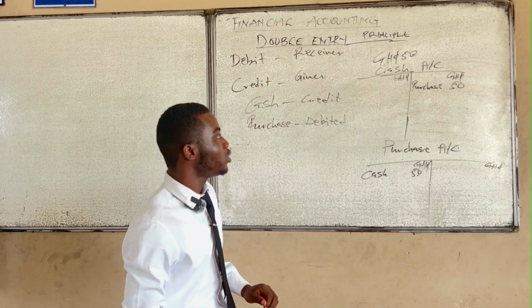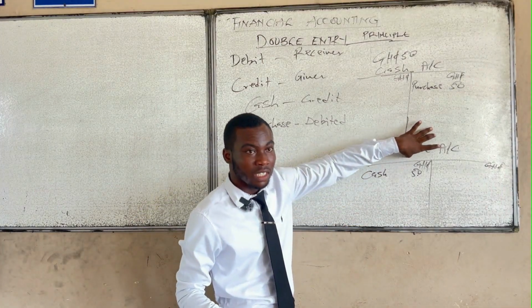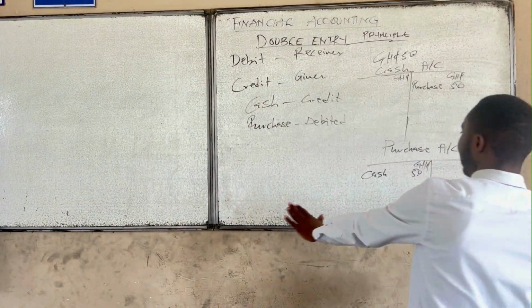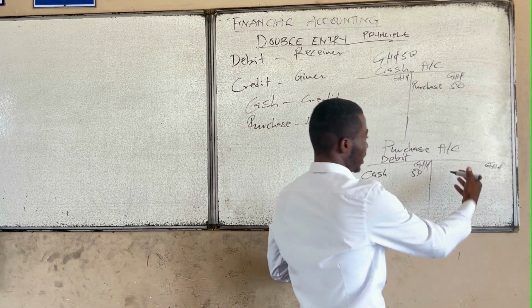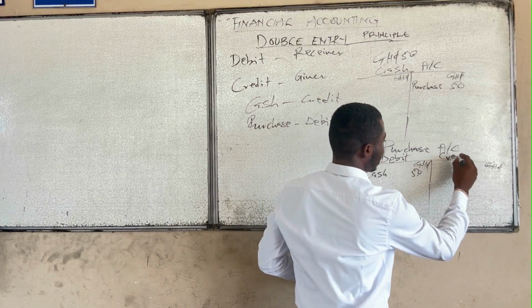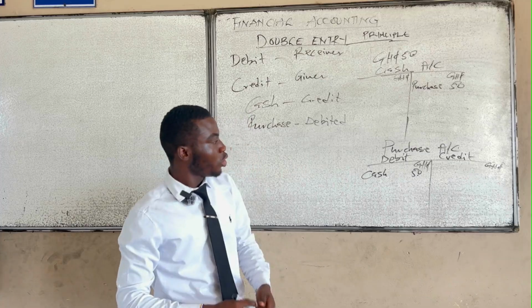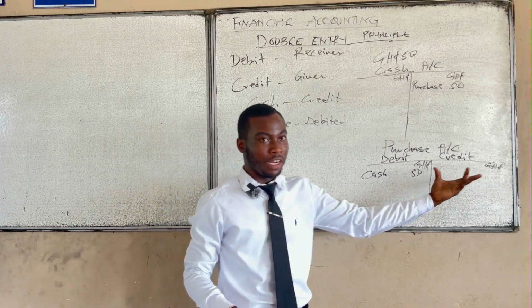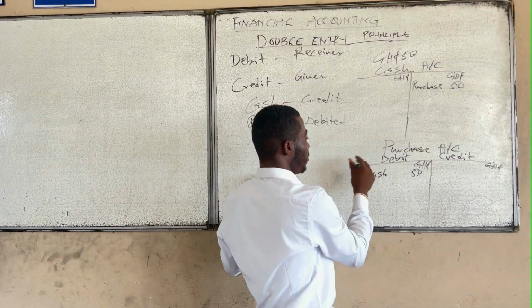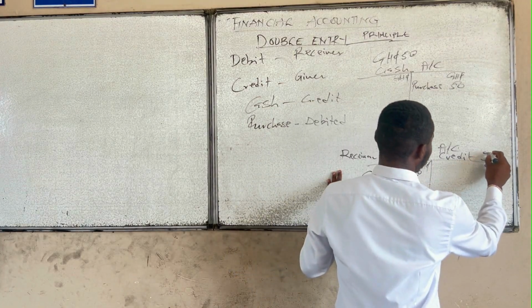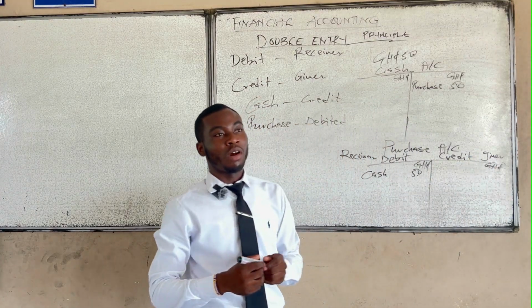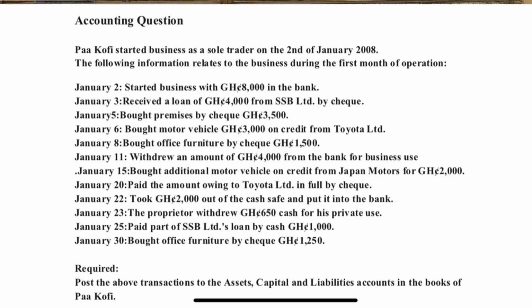Now let me explain something to you. These are the accounts. My right side here is called the debit side, and the left side is called credit. So you debit the receiver, then you credit the giver. You can also name here as the receiver and here the giver. At this point, you are going to try this question and see how best we understand the double entry principle.